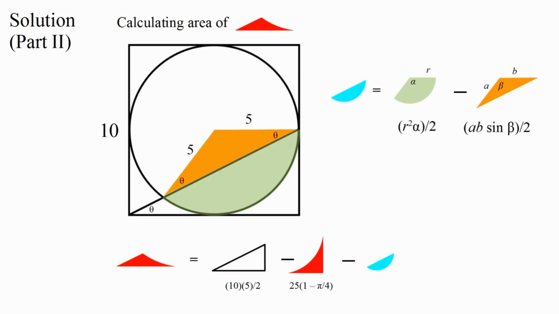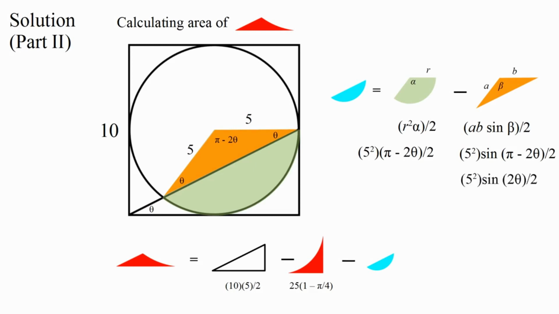So now we need to consider what this angle theta is. Well, in our original triangle it has a height of 5 and a base of 10. So we can use trigonometry to say that the angle theta is equal to the inverse tangent of 5 over 10, which is the inverse tangent of 1/2. So we can substitute that in and simplify our formula for the area of the sector.